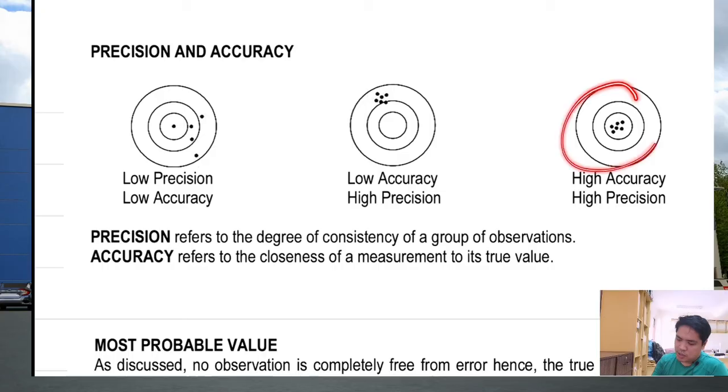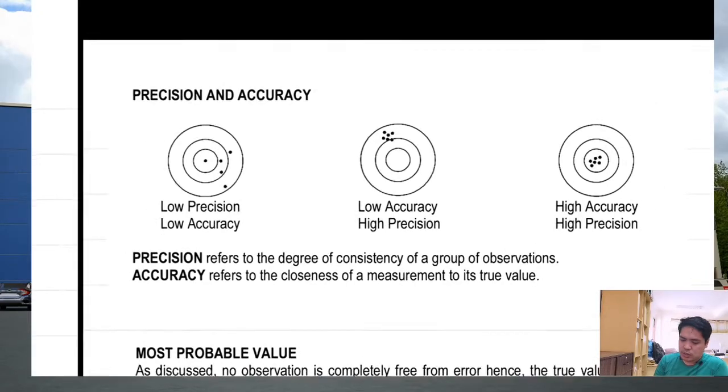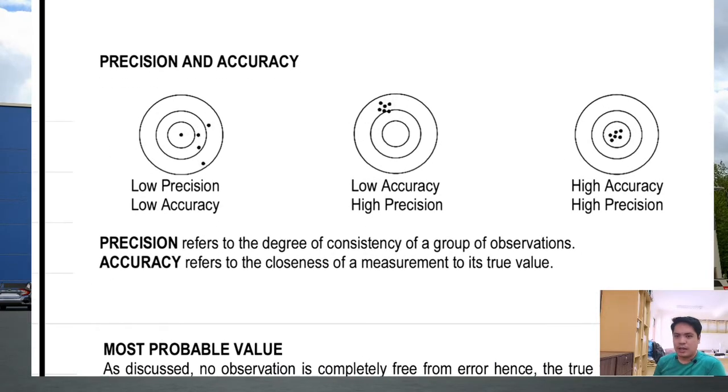And in this case naman, you are both precise and accurate. So accurately, kailangan ito yung tama mo, and lahat ng tama mo is close to that bullseye. So you are both accurate and precise. So that's the difference between precision and accuracy.